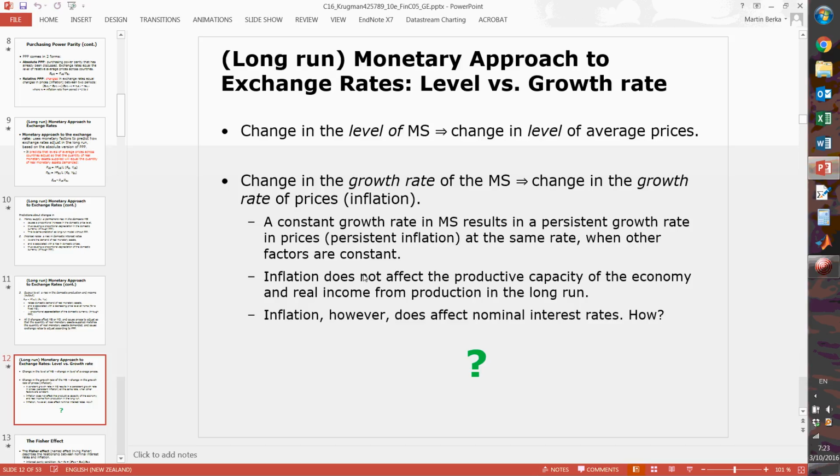So growth rate of money supply implies an increase in the inflation rate of a proportionate amount, and that results in an increase in the rate of depreciation, everything else being the same.